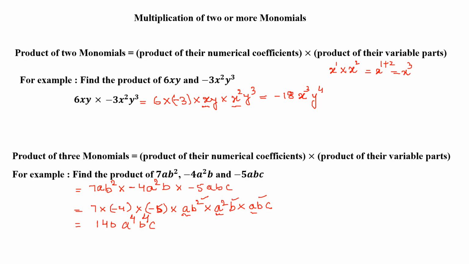Now moving to the exercise questions. So exercise 8.2 question number 1, find the product of the following pairs of monomials. So the first question is 4 and 7p, you have to find the product. So you have to first write it as 4 into 7p. Now multiply the numerical part. So it is 4 into 7, which will give you 28.